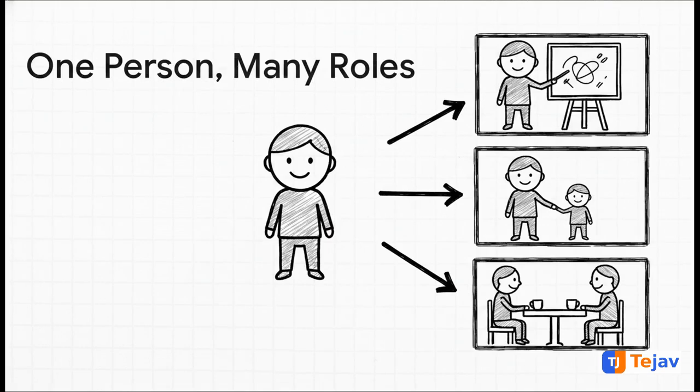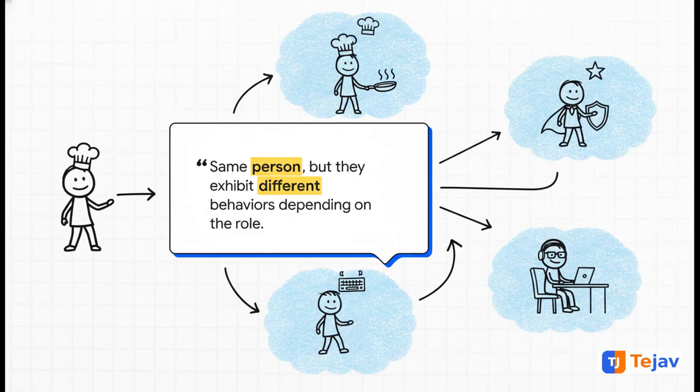For instance, in a classroom setting, that person might be a teacher, right? They're explaining ideas, guiding students. But then they go home, and that same person switches into the role of a parent, caring for their family in a completely different way. And later, when they meet up with their peers, they're a friend, totally relaxed and casual. See? It's the same person, but they exhibit totally different behaviors based on the context. And that's it. That is the fundamental idea behind polymorphism.